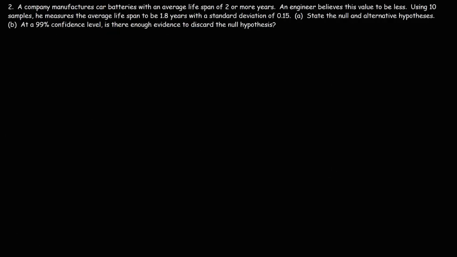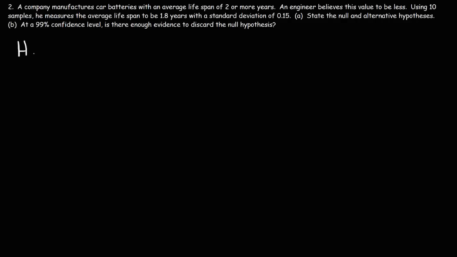Number 2, a company manufactures car batteries with an average lifespan of 2 or more years. An engineer believes this value to be less. Using 10 samples, he measures the average lifespan to be 1.8 years with a standard deviation of 0.15. Part A, state the null and alternative hypotheses. So go ahead and try this problem.